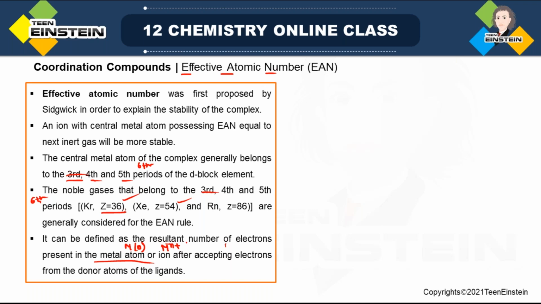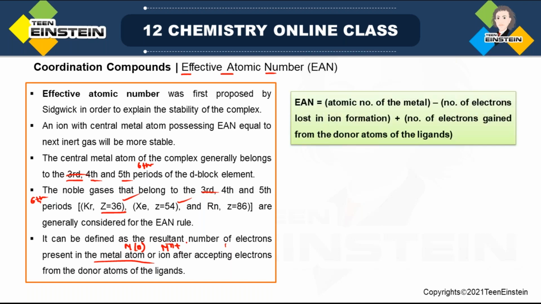So if you consider only the metal, there is a specific atomic number, and then you consider the oxidation state. It may be 0. If it is 0, there is no effect, but if it is 2 plus or 3 plus, then you have to subtract those number of electrons, and then you have to consider the addition of those electrons that are coming from the ligands.